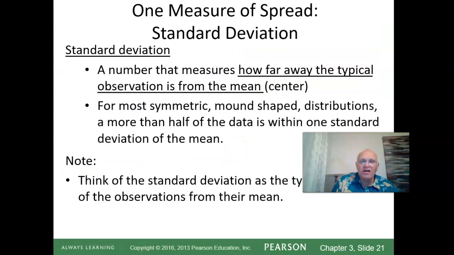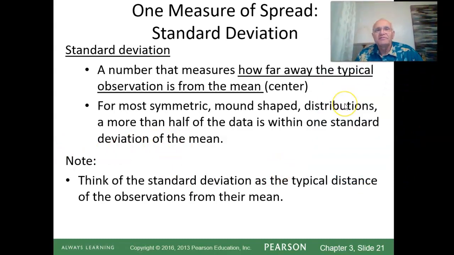And talk about the standard deviation. So the standard deviation is a measure of spread. It's a measure of how far away the typical observation is from the center of the distribution. We'll use the mean in this case as the center of the distribution. And one interpretation of it is that for most symmetric unimodal distributions, more than half of the data is going to fall within one standard deviation of the mean. And we'll quantify that a little bit more later on in this chapter when we talk about the empirical rule.